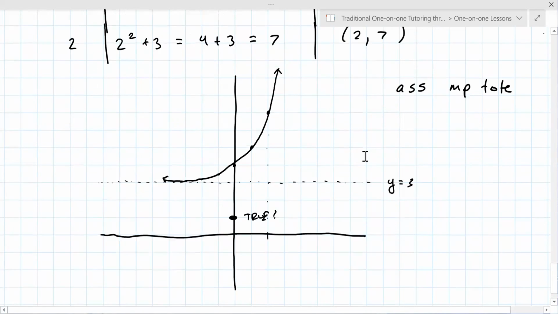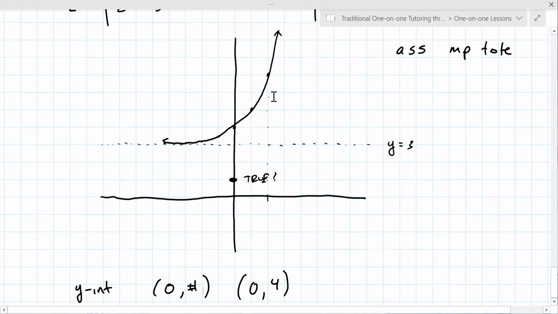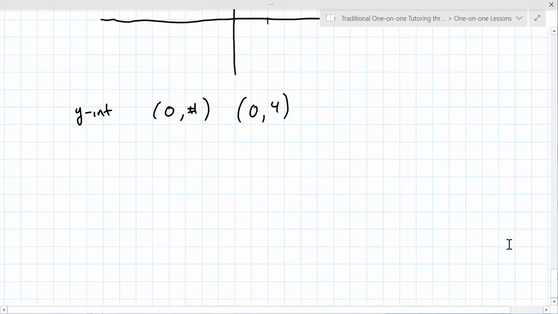Now, looking at this graph, I'm going to ask you one question, which is what is the x-intercept? And I'm going to ask you the same question another way. Where does the graph cross the x-axis? They're the same question. It never crosses the x-axis. That's the right answer. So x-intercept: none.